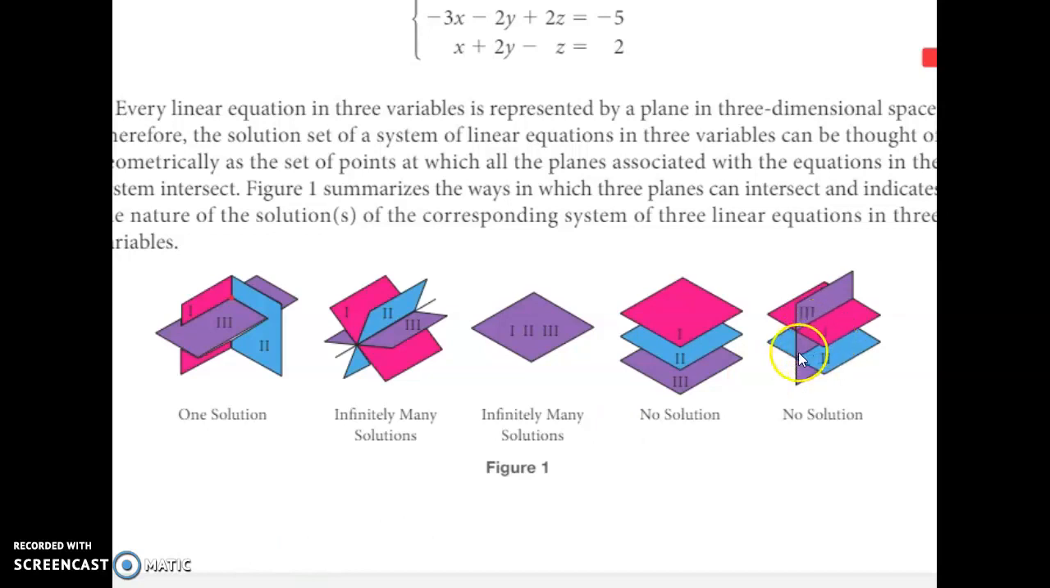So that means that yes, we do have a solution up here and a solution down here, but they don't intersect either. They're actually parallel to each other as well. So again, no solution overall.